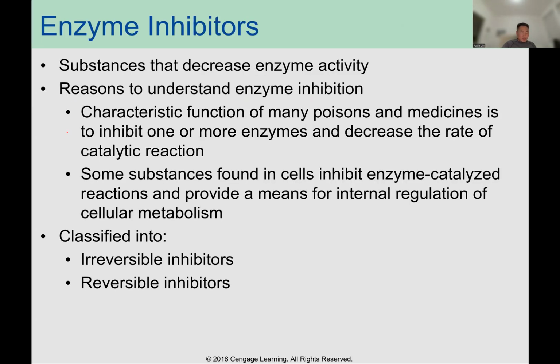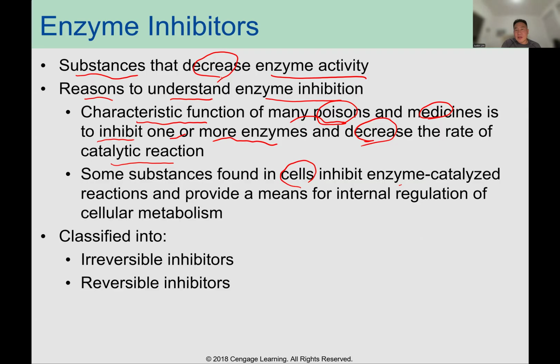Okay, next, enzyme inhibitors. Enzyme inhibitors are substances that decrease enzyme activity. The reason to understand enzyme inhibition is that the characteristic function of many poisons and medicines is to inhibit one or more enzymes, decreasing the rate of the catalytic reactions. Some substances found in cells inhibit enzyme-catalyzed reactions, providing a means for internal regulation of cellular metabolism. So we classify them into irreversible inhibitors and reversible inhibitors.